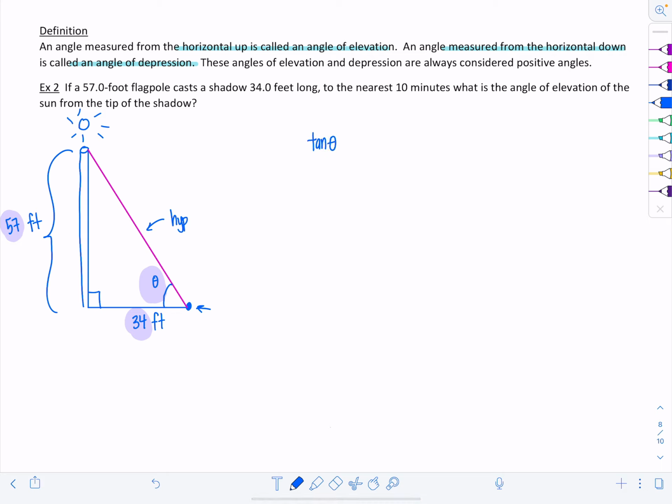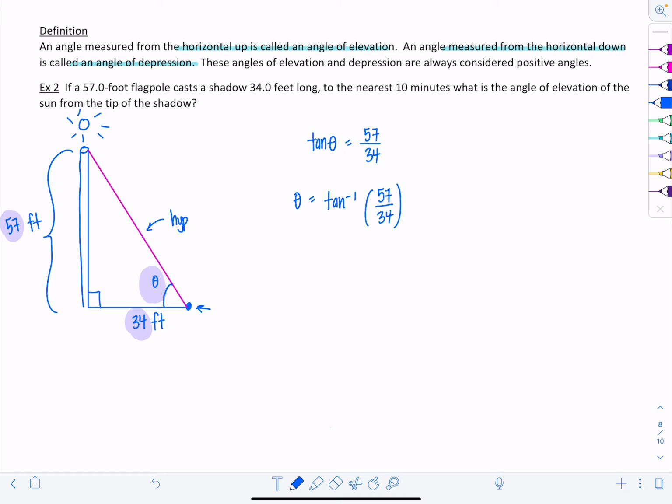So tangent of theta is going to equal 57 over 34. Since I'm trying to find an angle this time, I need to use an inverse trig function. So theta is going to equal tan inverse of 57 over 34. And then do this in your calculator.